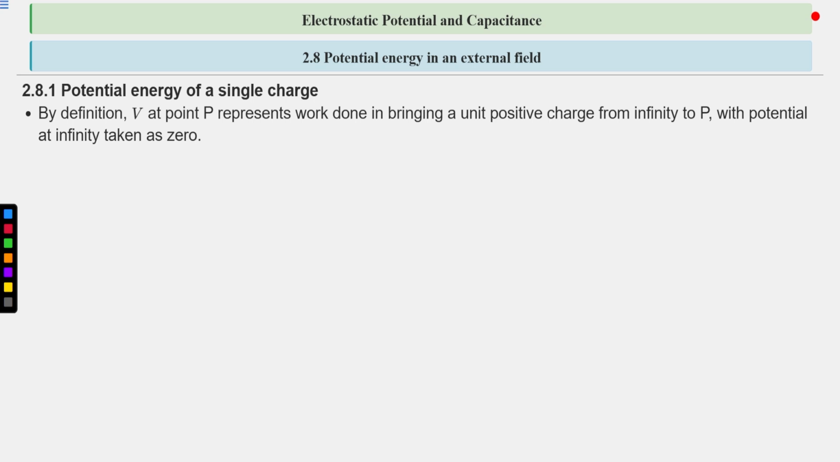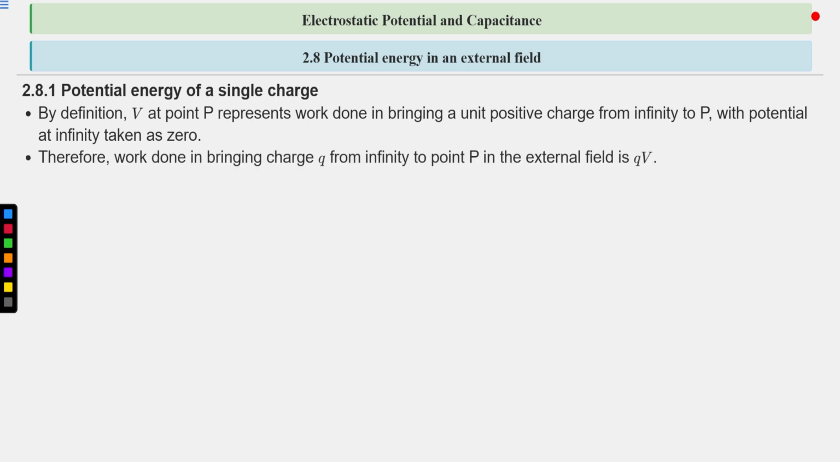So, potential energy of a single charge. Now we will discuss what is the potential energy of a single charge in an external field. By definition, V at P represents the work done in bringing a unit positive charge from infinity to P, with potential at infinity taken as 0. What is the definition of potential? Work done in bringing a unit positive charge from infinity to any point P, with potential at infinity taken as 0. Therefore, the work done in bringing charge Q from infinity to point P in the external field is Q into V. This we have already done.